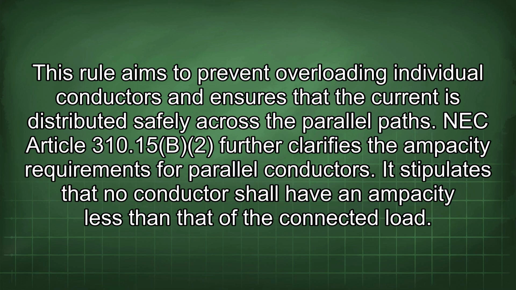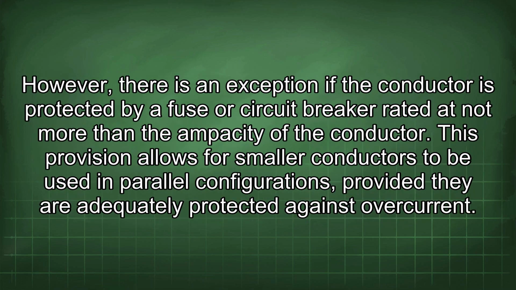NEC Article 310.15(B)(2) further clarifies the ampacity requirements for parallel conductors. It stipulates that no conductor shall have an ampacity less than that of the connected load. However, there is an exception if the conductor is protected by a fuse or a circuit breaker rated at not more than the ampacity of the conductor. This provision allows for smaller conductors to be used in parallel configurations, provided they are adequately protected against overcurrent.